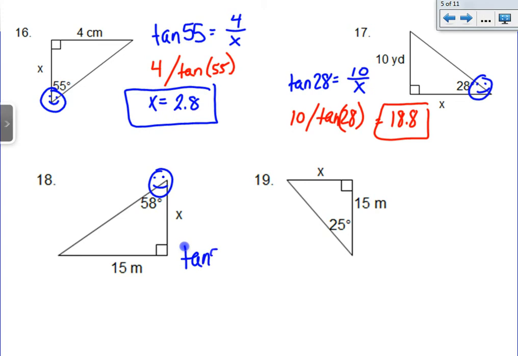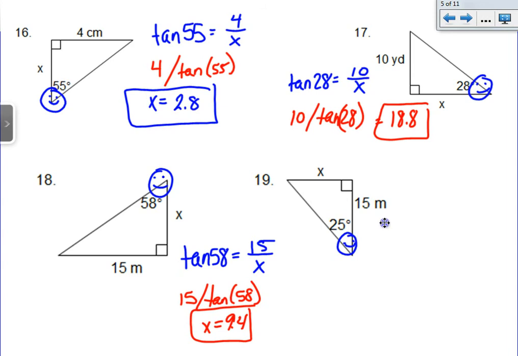Okay, number 18. Let's see, tangent of 58, opposite over adjacent. So again, since 15 is in the numerator, we're going to type in 15 divided by the tangent of 58. So on my calculator, I get 9.4.